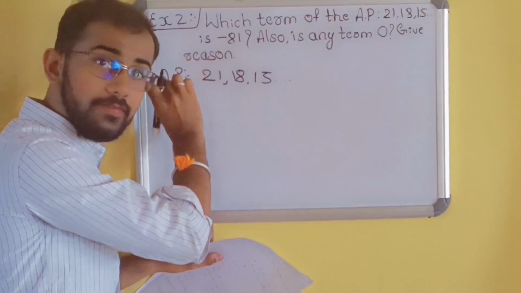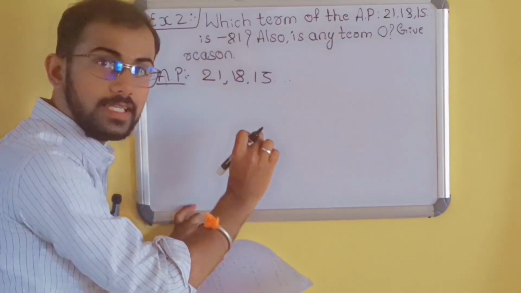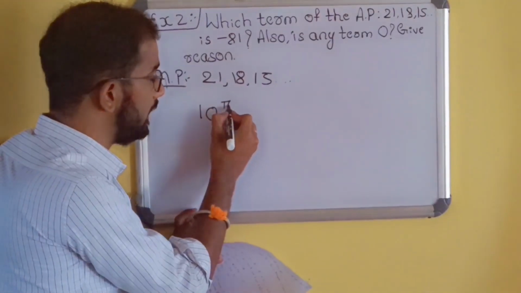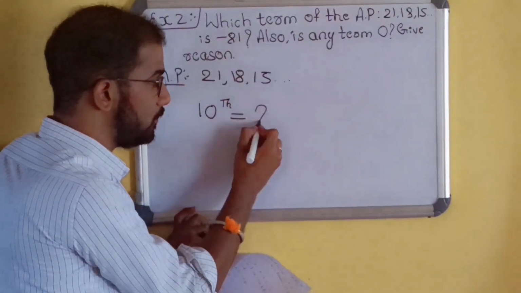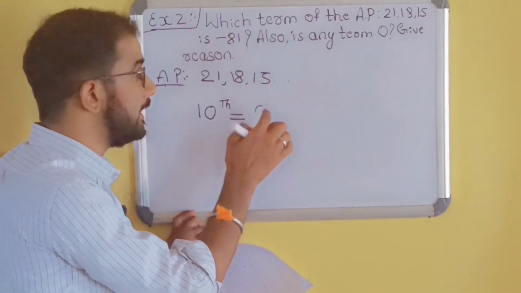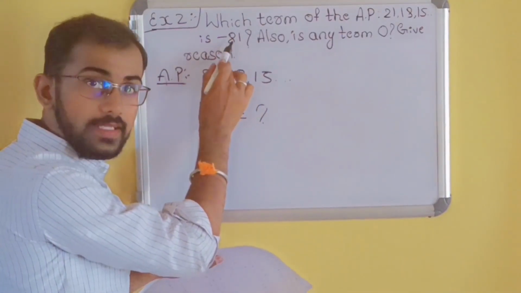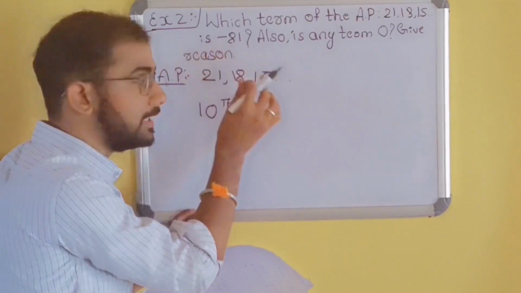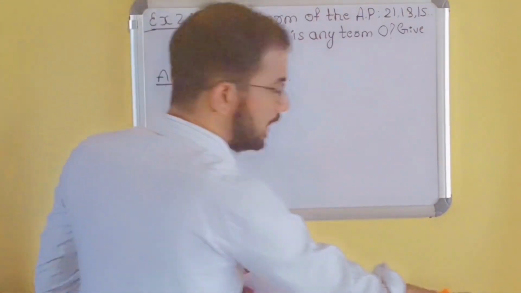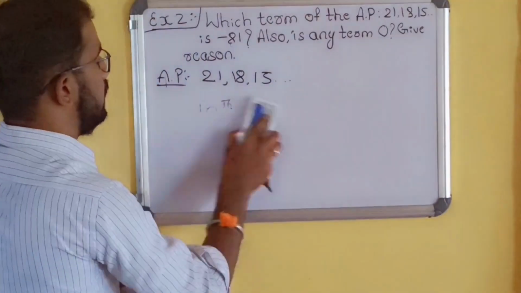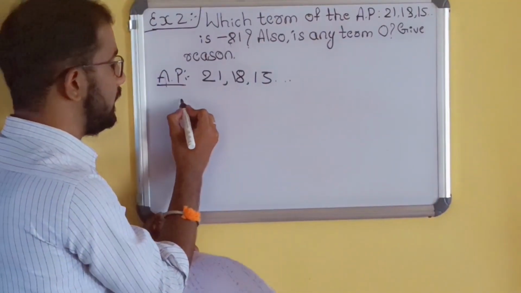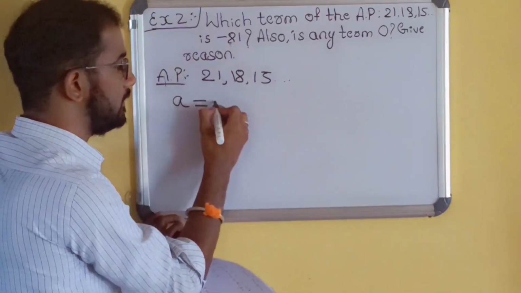In the previous question, they mentioned the position number, meaning the 10th term, and we needed to calculate its value. We didn't know the value. But here we know the value, and we need to calculate its position in this sequence. So how do we calculate this? Let's see. Let's consider 21. The first term a is 21.